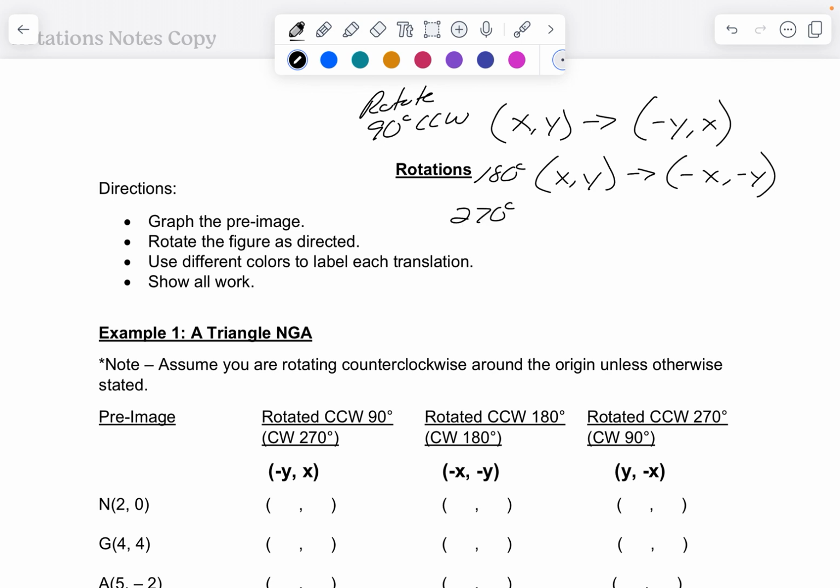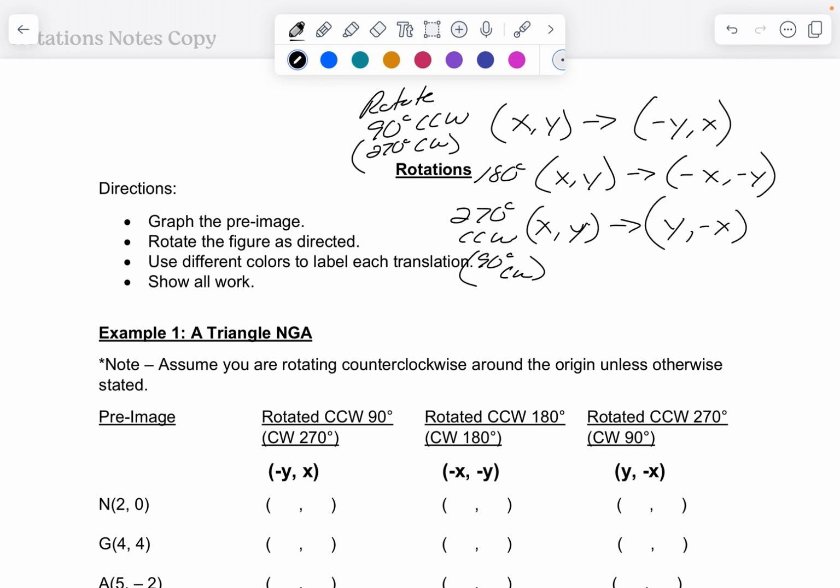If you go 270 degrees counterclockwise, which I should mention is 90 degrees clockwise, and this is 270 degrees clockwise, then your initial (x, y) will be (y, negative x).